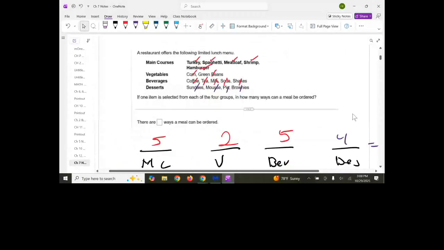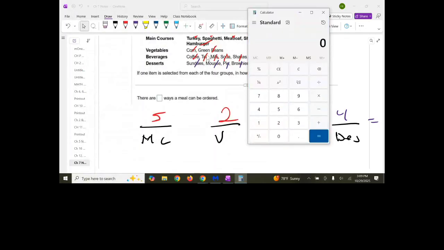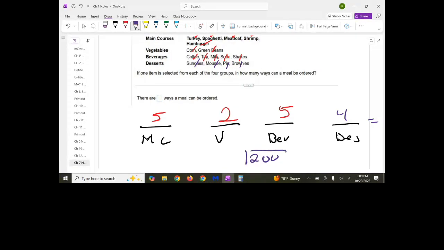So again here, y'all, what I'm going to do, I'm going to grab my calculator. Let me see if I can get it real quick. Boom, here we go. All right, and let's take a look. So 5 times 2 times 5 times 4. And there's a total of 200 different combinations, right, of what you can have.